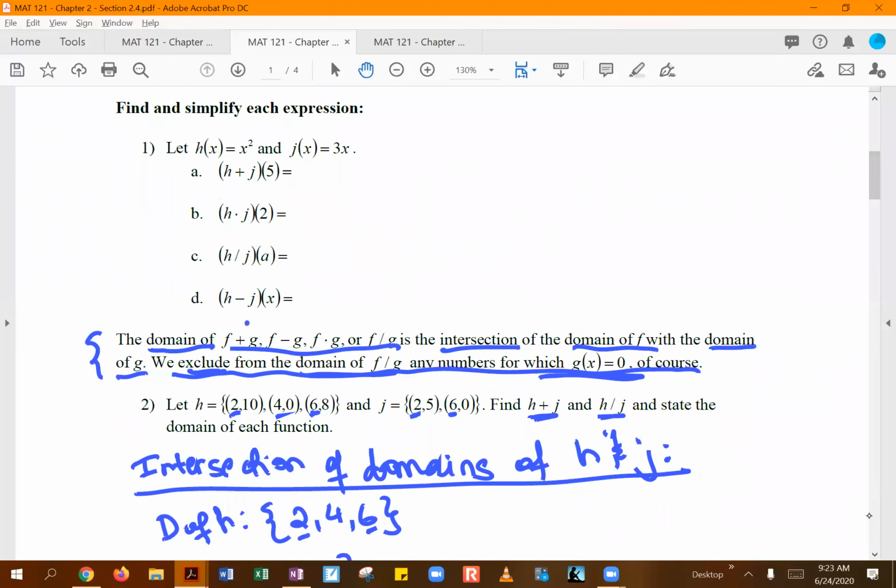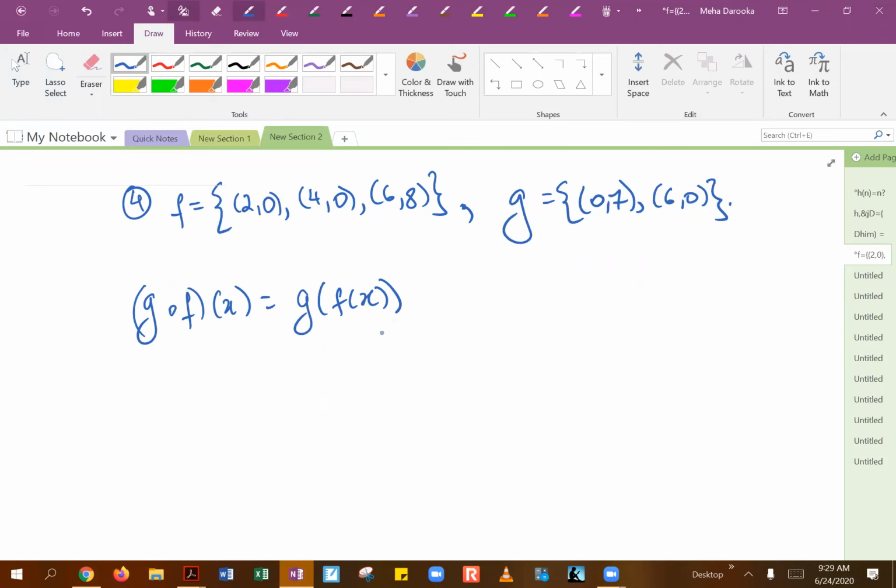Since f is on the inside, we start going through the f function values first. That means we start at the first ordered pair for our f function, which starts at 2. So we start with f of 2. When we're talking about f of 2, you go to the ordered pair where you have 2 and look at the y coordinate, which is 0. So the answer for f of 2 comes out to be 0.